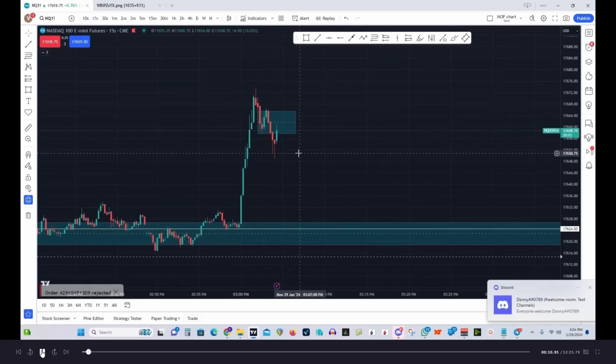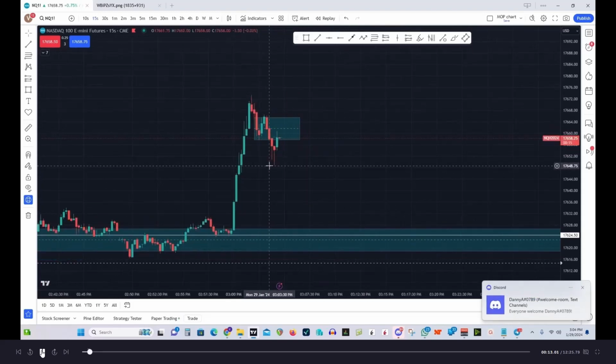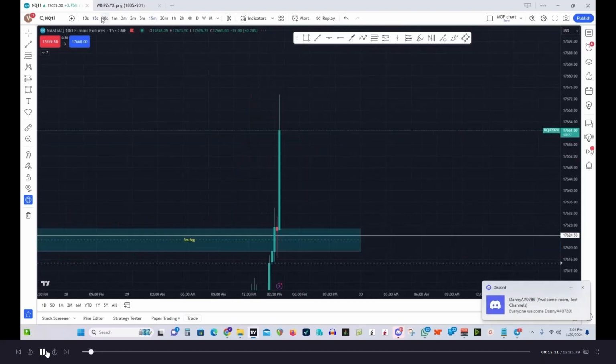Just let it play. Matter of fact, I'm gonna fast forward a little bit. Okay, so this is what it looks like on a 15-minute. I had a point of interest on top. It created this long wick, so I wasn't sure whether it was gonna go down or keep going up. So what I did, and what you do, is you want to switch to a lower time frame. I chose to go down to the 15 second.